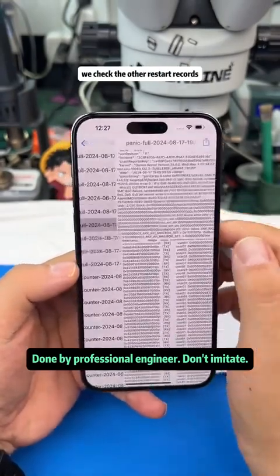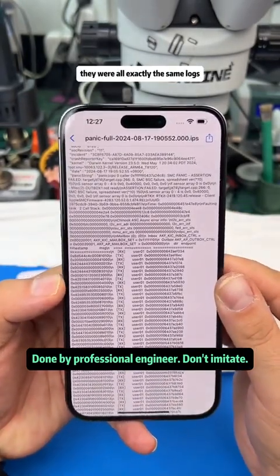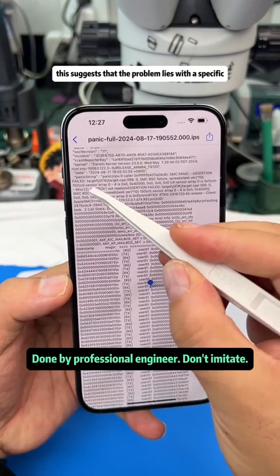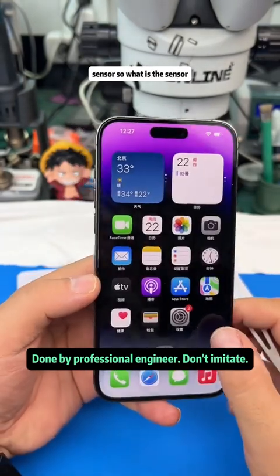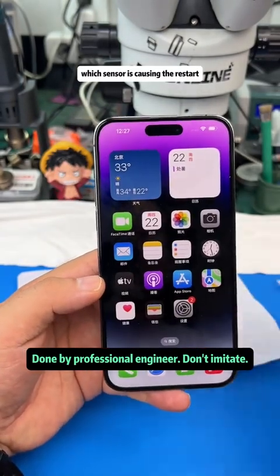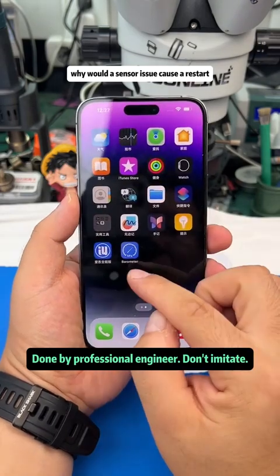We checked the other restart records. They were all exactly the same logs. This suggests that the problem lies with a specific sensor. So what is a sensor? Which sensor is causing the restart? Why would a sensor issue cause a restart?